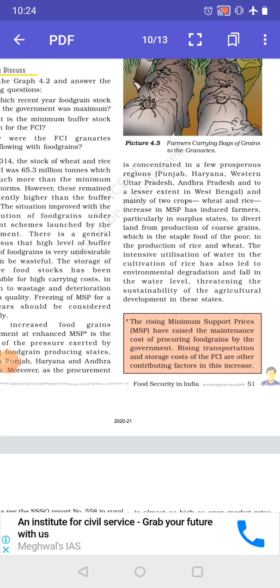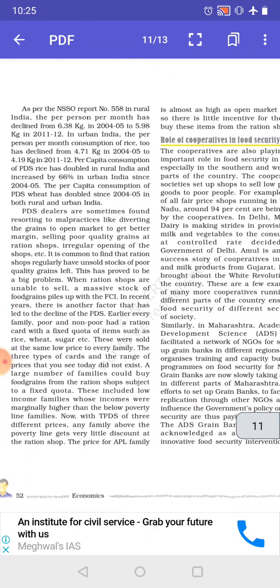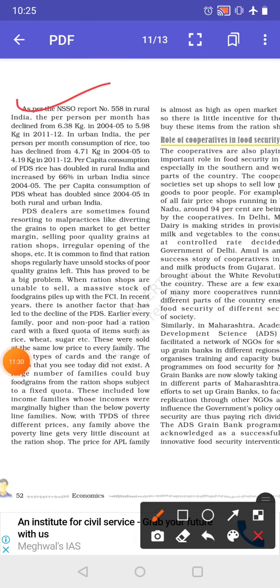Now, as the MSP has risen, along with the rise of MSPs, the maintenance cost of the food grains by the government has also been raised, and it has also in return raised the transportation and storage cost for the Food Corporation of India, and these are the factors which are contributing to the high amount which is being invested in this field.